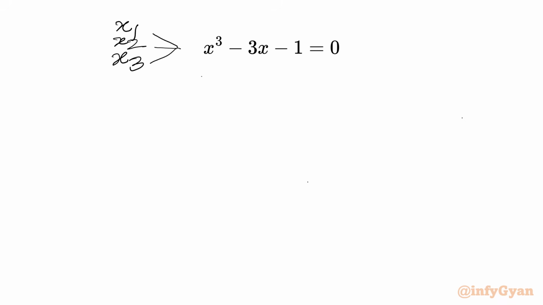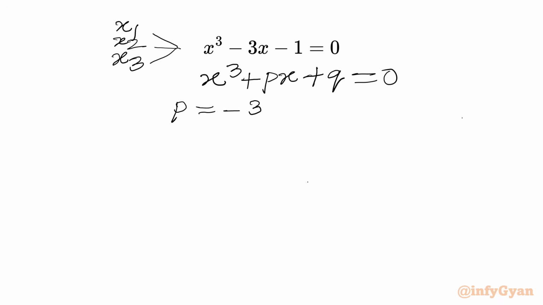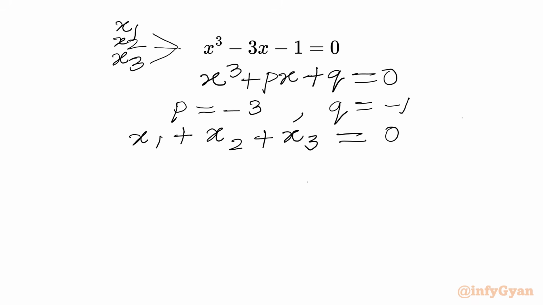x3. Now let's write the cubic equation in standard form, x cube plus px plus q, which should be depressed in nature. Now by comparing both the equations, the coefficient of x, we will write p equal to -3, and if we compare the constant, we will write q equal to -1. Using Vieta's formula, we can write the sum of roots also. It is x1 plus x2 plus x3 equal to 0.